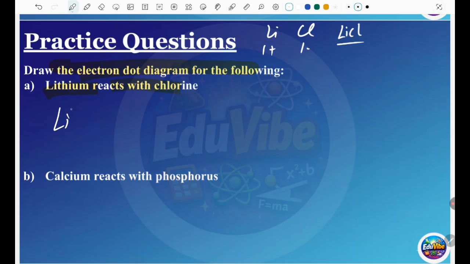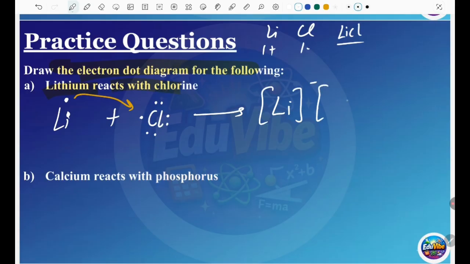So LiCl: lithium has only 1 electron left in the valence shell. So we write only 1 electron. In Cl, as we all know, this is the most familiar one, it has 7 of them. 1, 2, 3, 4, 5, 6, and 7. If the lithium gives the electron to this, this will be stable, and this will also be stable. So what we get is Li, which is now positive, and Cl, which is now stable and negative. So LiCl is made like this in an electron dot diagram.